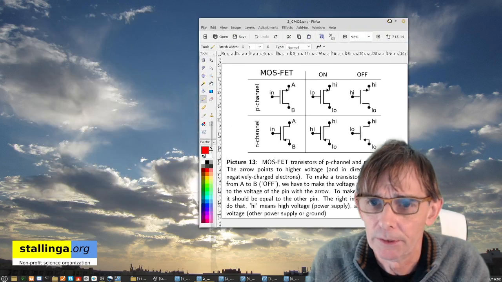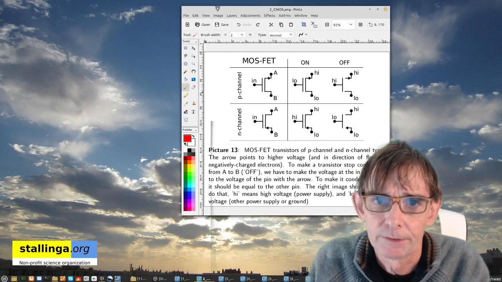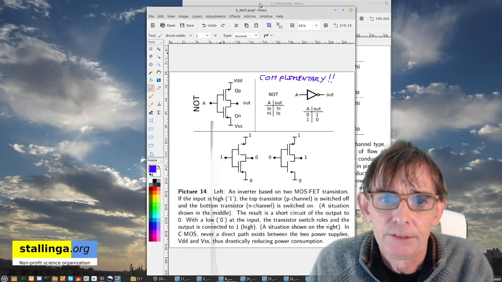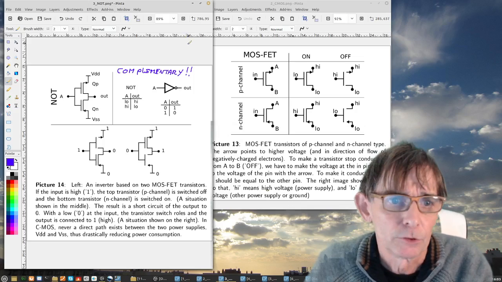Let me put this here on the side. Let me see if I can put it a little bit so that people can still read it. I don't want to sit in front of it. And then let's see our first gate. That is then the NOT gate. So how does it work?